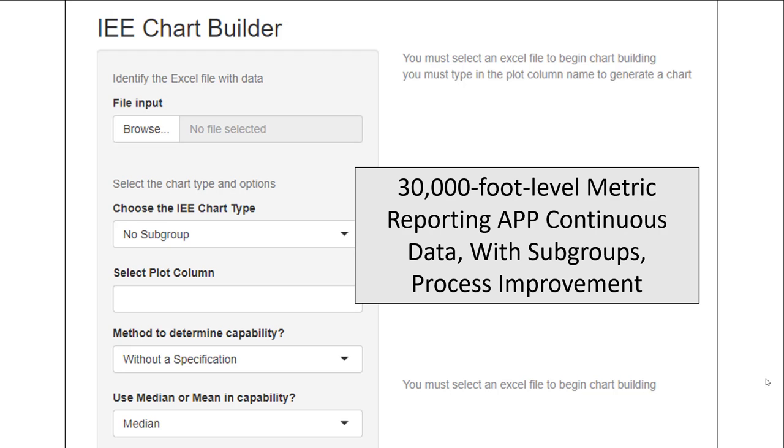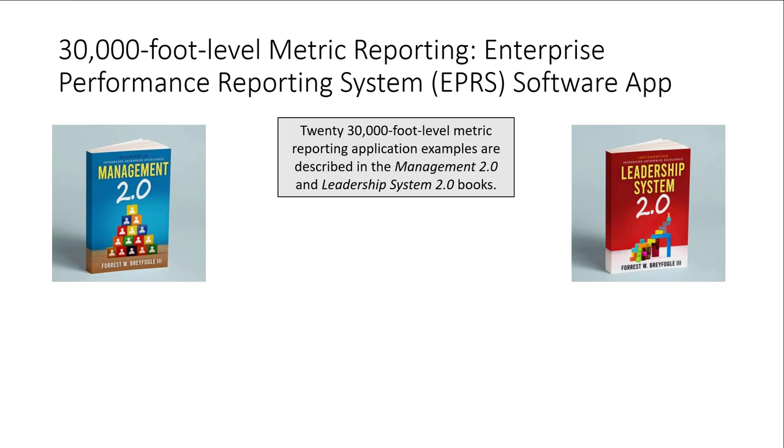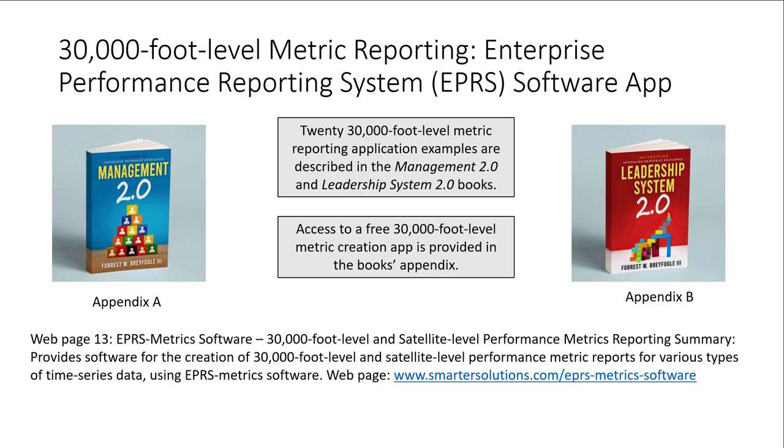Forrest Breyfogle here. In this session, I'll be talking about 30,000 foot level metric reporting app for continuous data with subgroups when there's process improvement. 20 30,000 foot level metric reporting application examples are described in Management 2.0 and Leadership 2.0 books. Access to a free 30,000 foot level metric creation app is provided in the book's appendix.